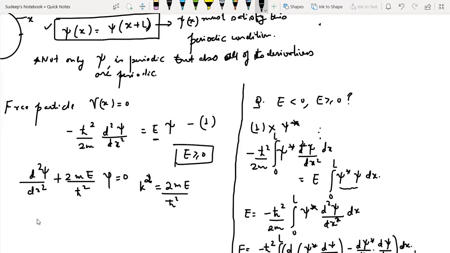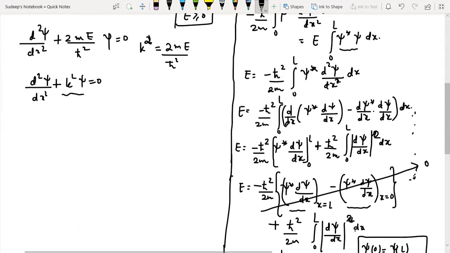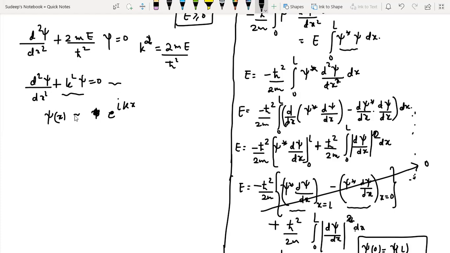It gives us a result that d square psi upon dx square plus k square psi is equal to 0. Now the solutions for this particular equation would be in sines and cosines, but I'm purposefully writing in terms of e to the power iota kx. Rather, let us use a little bit more general approach. So one thing is clear that psi x must be some constant times e to the power iota kx. I'm not writing the normalization constant and all right now.